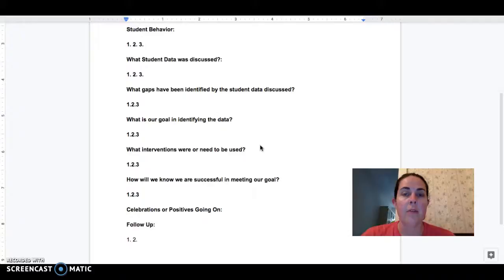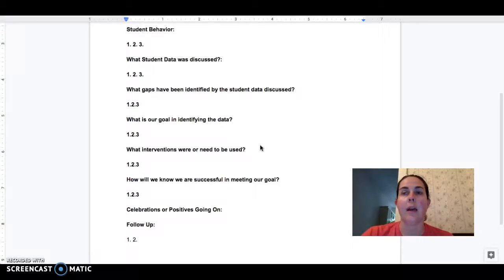Are we looking for specific standards that need to be hit harder, or are we looking to increase MAP scores for students, to get a certain percentage above that 50th percentile, or what is our goal? What interventions or strategies have we used to try to help students be successful? And then how will we know when we are successful in meeting our goal?